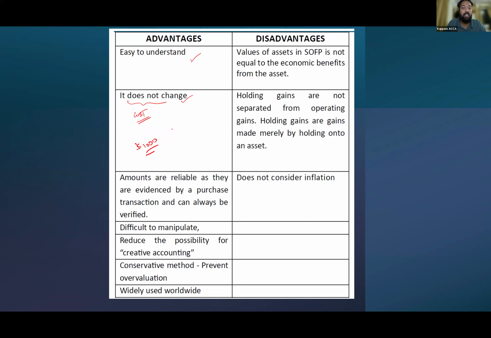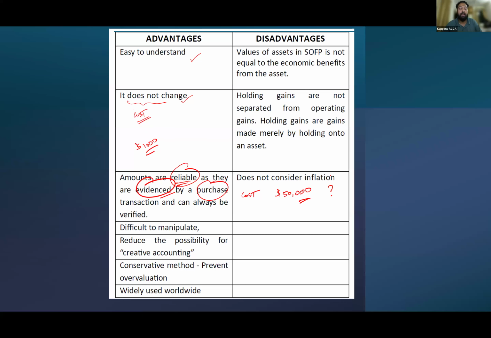And the third advantage is that there is always an evidence for the cost. The amounts are reliable. Cost is reliable. Why is that? Because there is an evidence. What is the evidence? There is always a purchase invoice. For example, if an entity purchased a machine by paying a cost of $50,000, we can always ask them, where is the proof that this machine cost is 50,000? They will produce a purchase invoice $50,000.